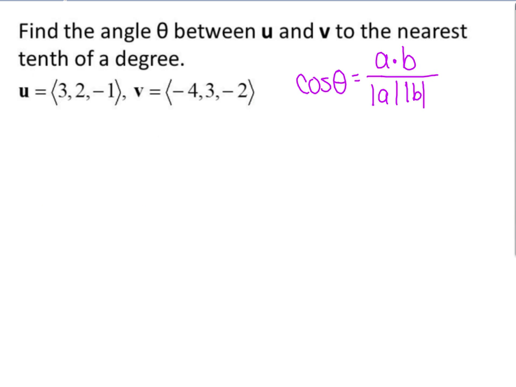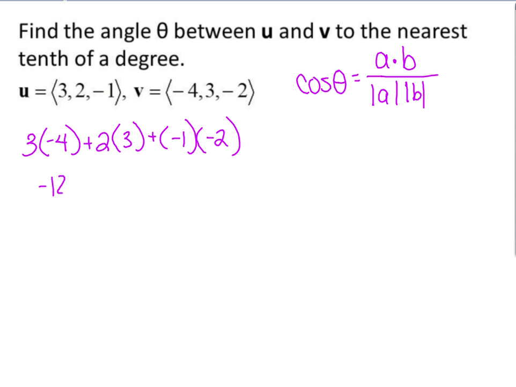To find the angle theta between the 2 vectors, we're going to use the cosine of theta is equal to a dot b over the magnitude of a times the magnitude of b. So we're going to start by finding your a dot b first. So we're going to do 3 times negative 4 plus 2 times 3 plus negative 1 times negative 2. This is going to give us negative 12, 6, and 2. 2 plus 6 gives us 8. 8 plus negative 12 gives us a negative 4. So we know our a dot b is negative 4.